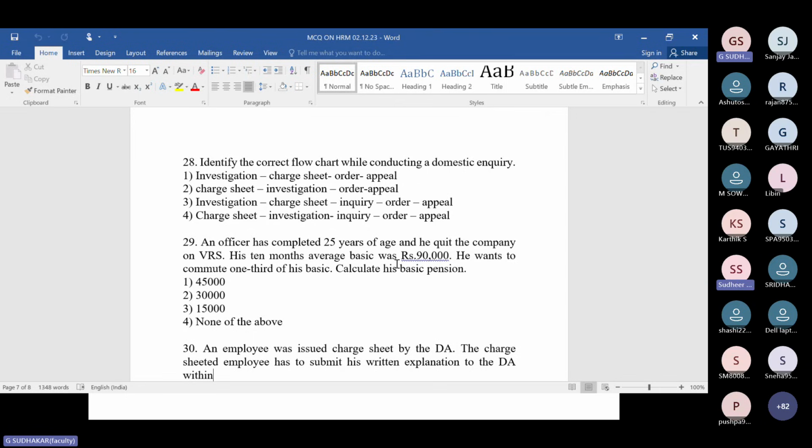Okay, that is 25 years of service, not age. It is 25 years of service. I repeat the question. If it is 25 years of service, then the answer is 2. You read it as service, not age. Then 2, sir.